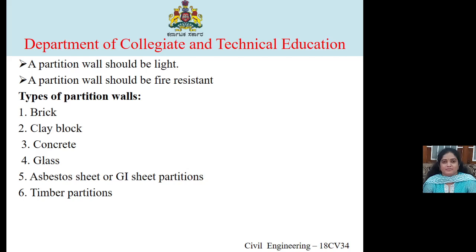Next is asbestos and GI sheets. Asbestos cement partitions: it is possible to use asbestos cement sheet for forming partitions. The framework of wood is prepared and asbestos sheets suitably cut are fixed either to one side or both sides of the frame. These partitions are light in weight, durable, impervious to water, economical and fire resistant.